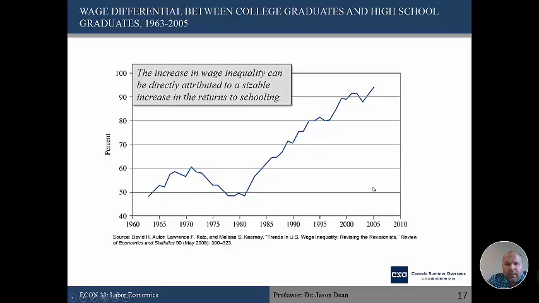Now, the increase in wage inequality can be directly attributed to a sizable increase in the returns to schooling. So here we have a chart of the wage differential between college graduates and high school graduates from 1963 to 2005, and we can see that this difference has increased substantially.